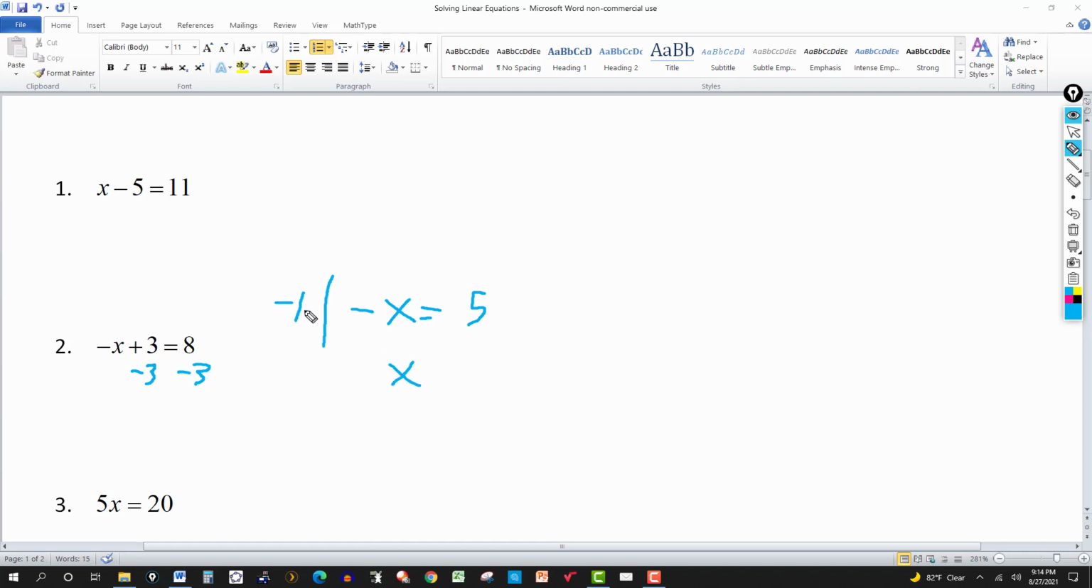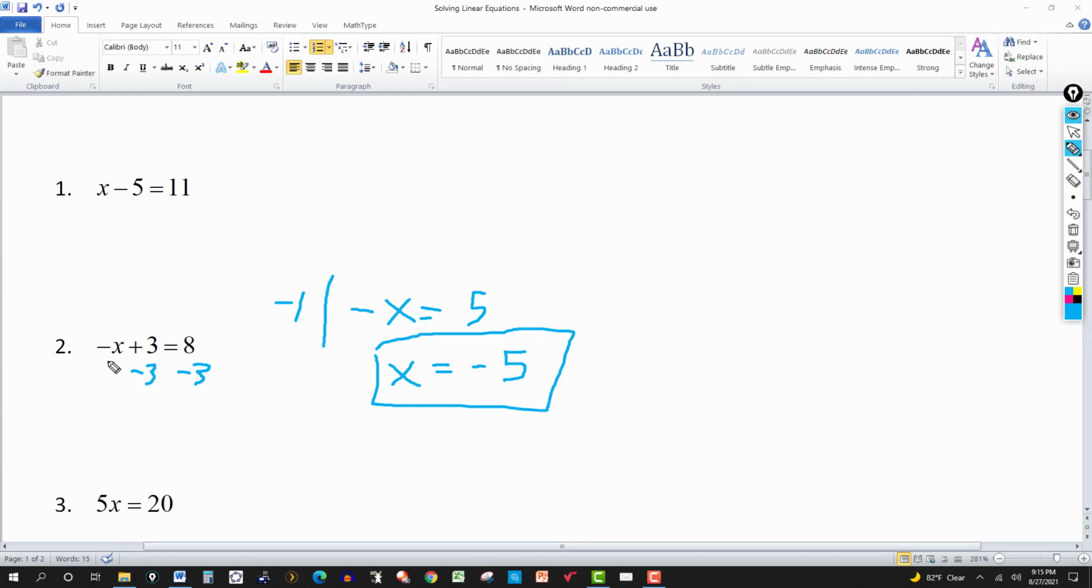And then the negative, same thing on the other side. A negative 1 times a positive 5. Know your rules for signed numbers, okay? For addition, for subtraction, for multiplication. Negative 1 times positive 5 gives me a negative 5. Okay. X is by itself. The numbers on the other side. That's your answer. X is equal to negative 5.